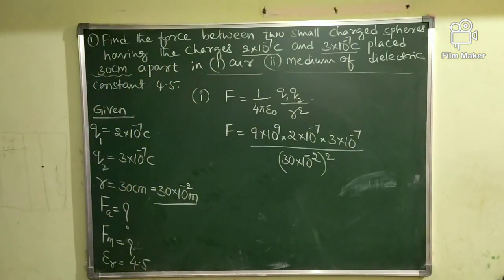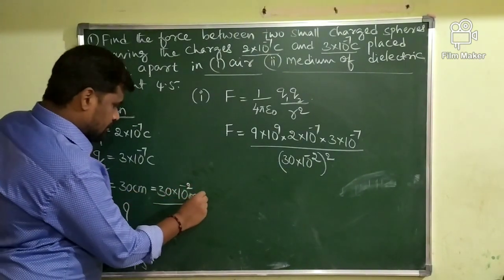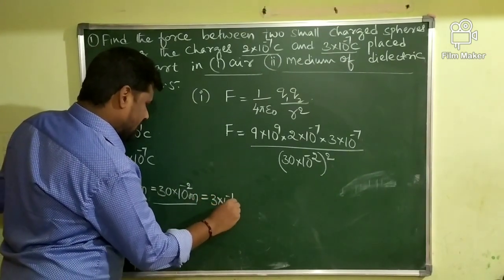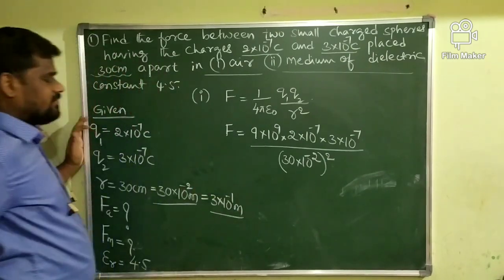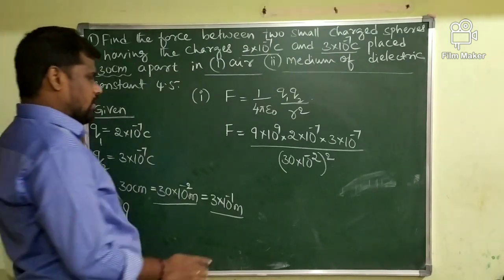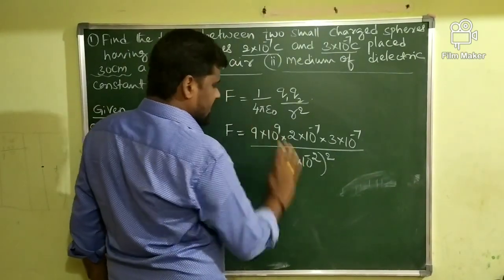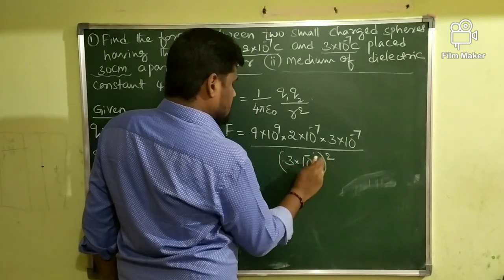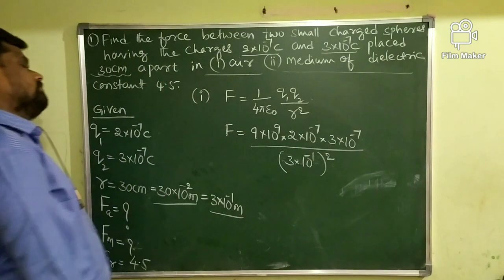Okay, 30 into 10 power minus 2 can be written as 3 into 10 power minus 1. We can write this as 3 into 10 power minus 1. It is an adjustment. Therefore, what I can write now? I can write this as 3 into 10 power minus 1 whole square.